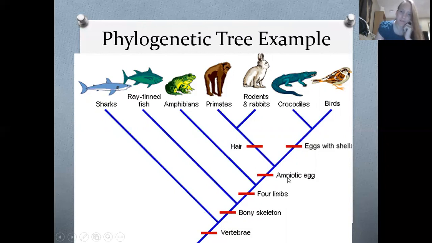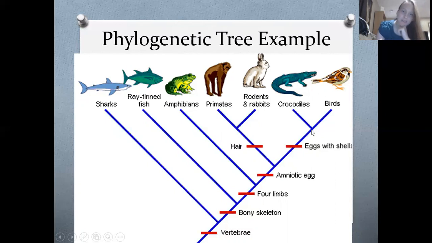Then we had mammals evolve, and the mammals kind of branched off into the primates and the rodents. You had the shelled eggs evolve, which branched off into both crocodiles and birds.